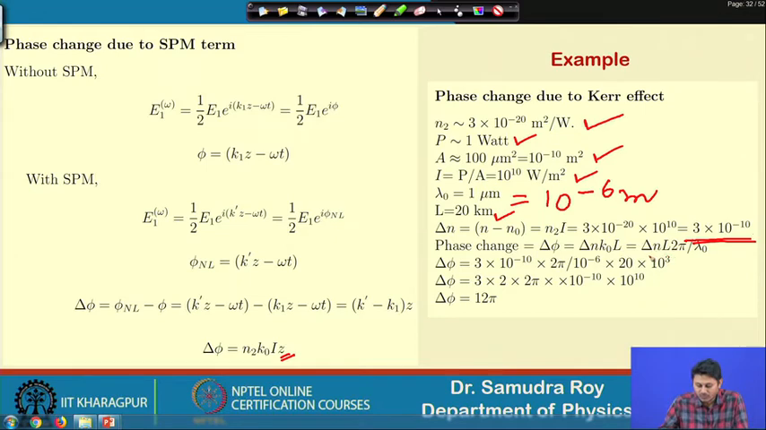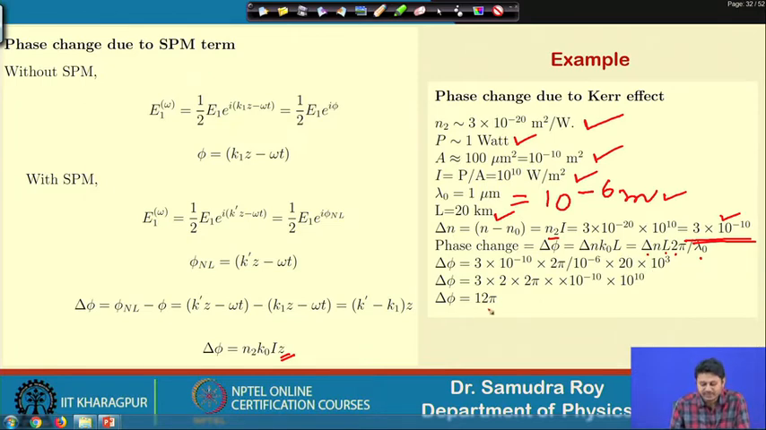So, delta n multiplied by k0, where k0 is 2 pi divided by lambda 0. Delta n is 3 into 10 to the power minus 10. Why is it delta n? Because delta n is nothing but N2 I. So, if I replace N2 I with delta n, we have delta n L k0, and k0 is 2 pi by lambda 0. So, delta phi simply becomes 3 into 10 to the power minus 10, multiplied by 2 pi divided by 10 to the power minus 6, the value of 2 pi by lambda, and then the length 20 kilometer, 20 into 10 to the power 3.